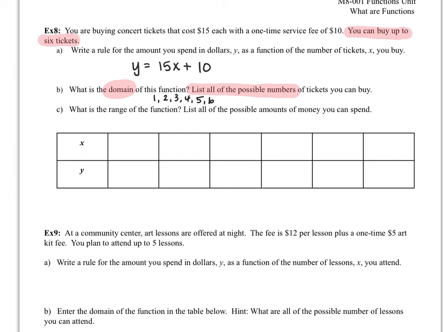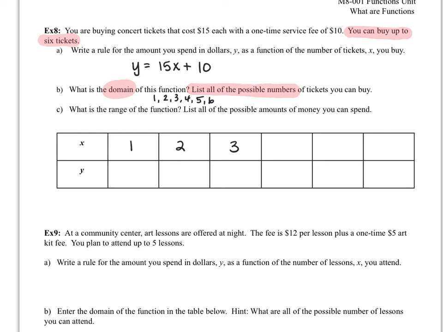Now you might be thinking, what about 0 tickets? I totally agree that you could buy 0 tickets, but if I were to change x to 0 in my function, 15 times 0 would be 0, and 0 plus 10 would be 10. It wouldn't make sense that I would pay $10 if I wasn't buying any tickets, so this function that I've written only makes sense for the numbers 1 through 6.